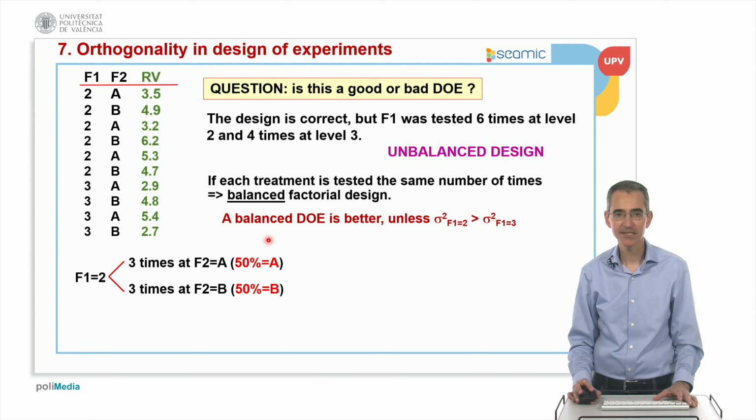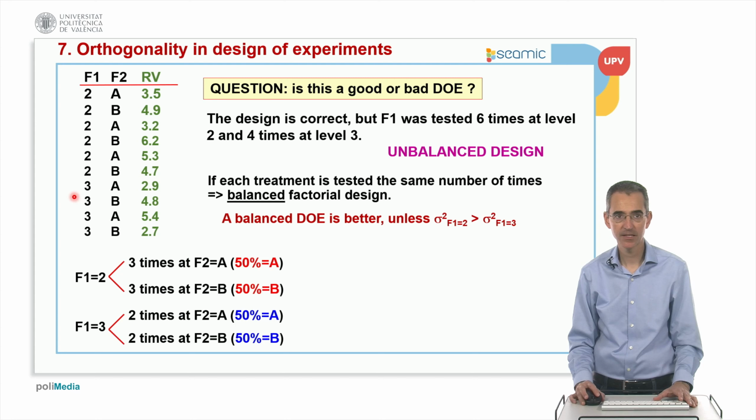Okay, so now let's count the different combinations. When the first factor is at level 2, we have that factor 2 at the variant A appears 3 times: 1, 2, and 3, and factor 2 with the variant B also appears 3 times: 1, 2, and 3. Then when the first factor is at level 3, we have 2 times with A and 2 times with B.